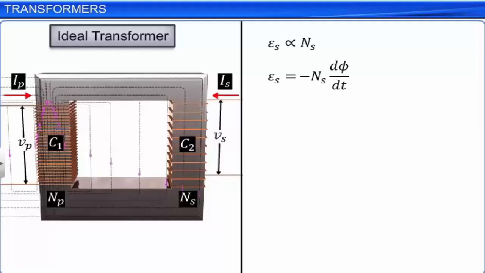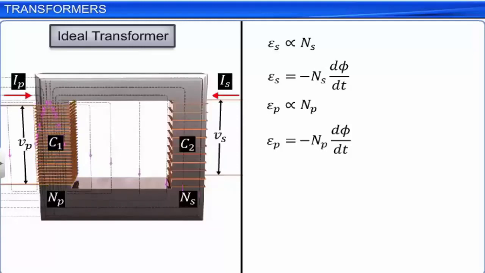The alternating flux phi also induces an EMF referred to as the back EMF in the primary coil due to self-induction. This EMF, Ep, is proportional to the number of turns Np in the primary coil. This back EMF Ep is equal to minus Np into d phi by dt, where d phi by dt is the rate of change of the magnetic flux linked with the primary coil. The minus sign is in accordance with Lenz's law.